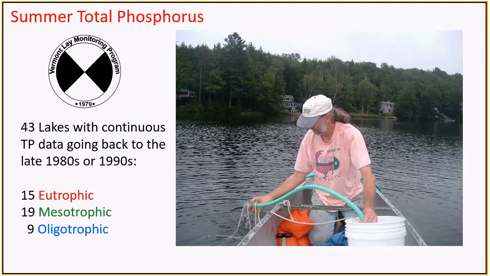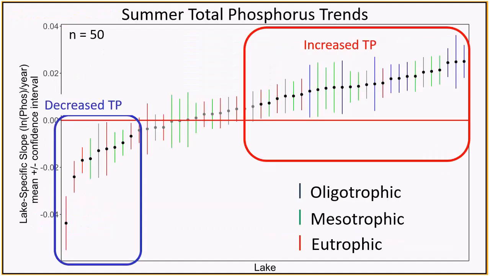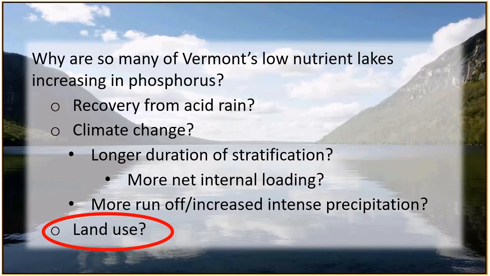I also did the same analysis using annual mean summer phosphorus data collected by our lay monitors. And that's shown here. It basically shows the same overall results. Oligotrophic lakes in the lay monitoring program are all increasing in phosphorus. So why are so many of Vermont's lowest nutrient lakes seeing increasing phosphorus trends? That's the $1,000,000 question. We really don't know for sure yet, but we've tossed around a bunch of different hypotheses.